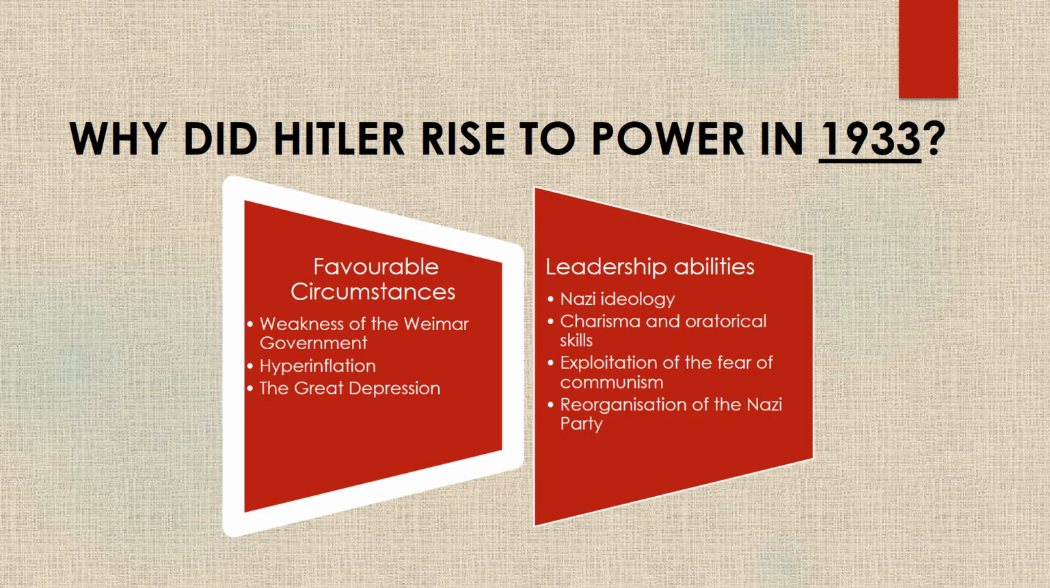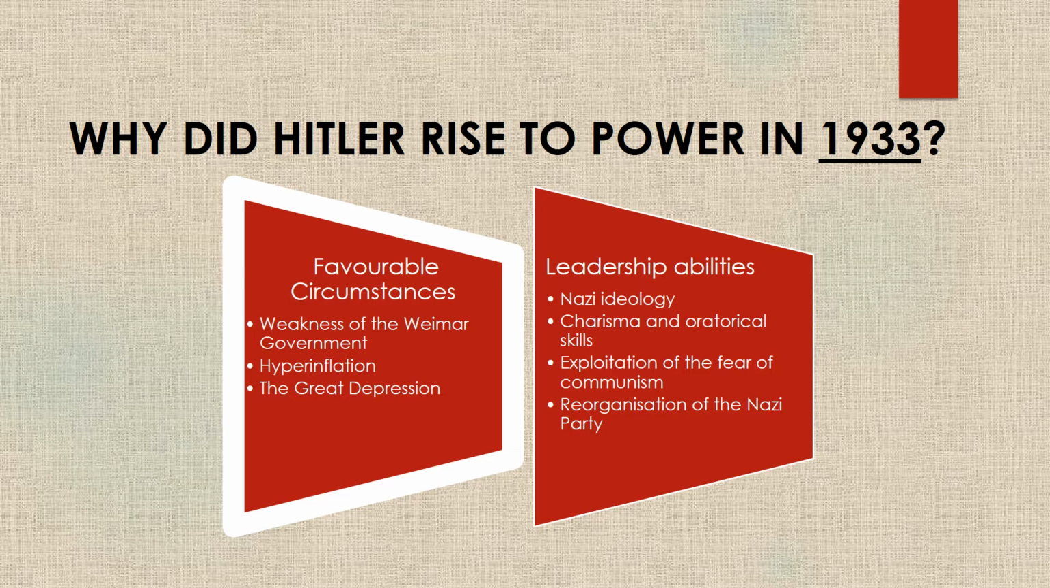Now our objective for today's lesson is to really understand the reason why Hitler rose to power in 1933. In my slide, I've classified the reasons under two main arguments. Reason number one is favorable circumstances, and reason number two is leadership abilities. Under favorable circumstances, there are three sub-arguments. Number one, weakness of the Weimar Government. Number two, hyperinflation. And number three, the Great Depression.